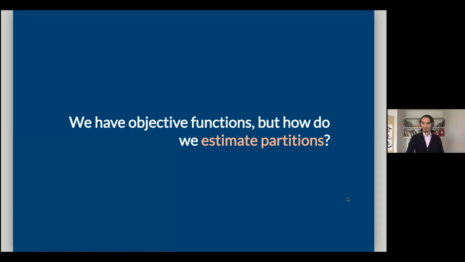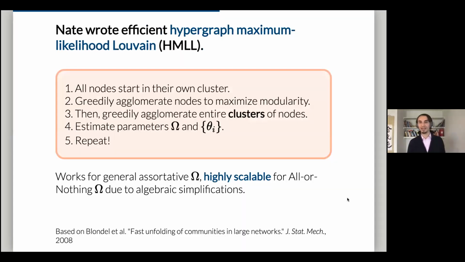Okay, so how do we actually estimate partitions on data sets? Well, Nate wrote this amazingly fast hypergraph Louvain algorithm that I'm so pleased with how this turned out. So in the hypergraph maximum likelihood Louvain, all nodes start in their own cluster. We're going to greedily agglomerate nodes in order to maximize the modularity objective. Then we're going to greedily agglomerate entire clusters of nodes to further maximize the modularity objective. We're going to estimate the parameters given by the affinity function and the degree parameters, and then we're going to repeat this for some specified number of times.